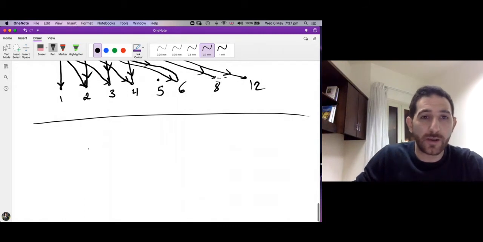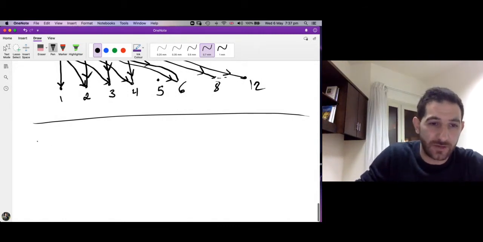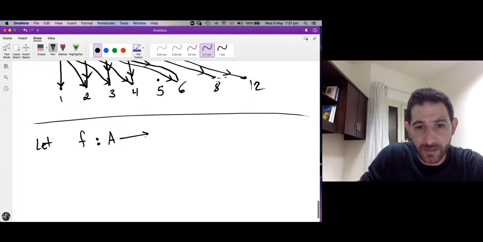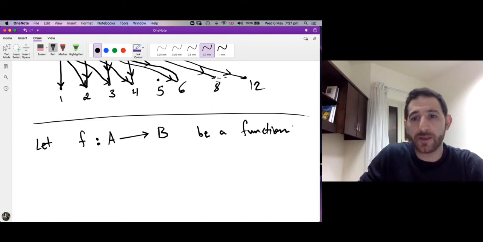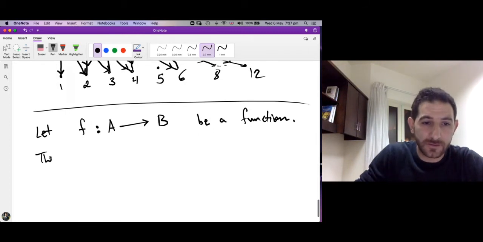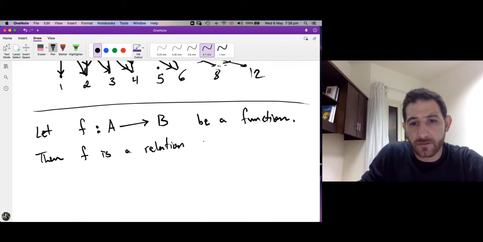Now let's see how we can see that every function is a relation. So let f be a function from domain A to codomain B. Then how can we see that f can be seen as a relation from A to B? How can you see this?